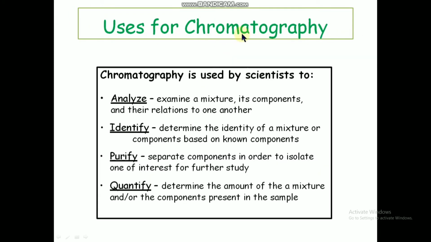Next one, uses for chromatography. Analysis: examine a mixture, its components and the relation to one another component. Identify: determine the identity of a mixture or components based on the known components. Purify: separate components in order to isolate one of interest for further study. So quantify, we need to determine the amount of a mixture or components present in the sample.